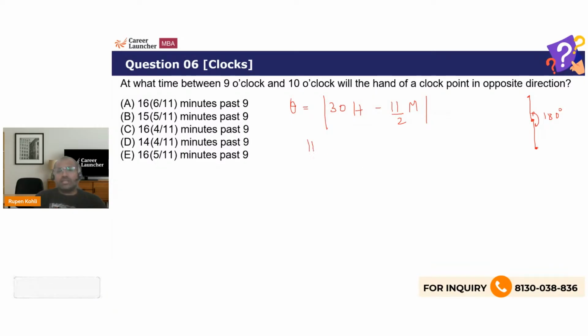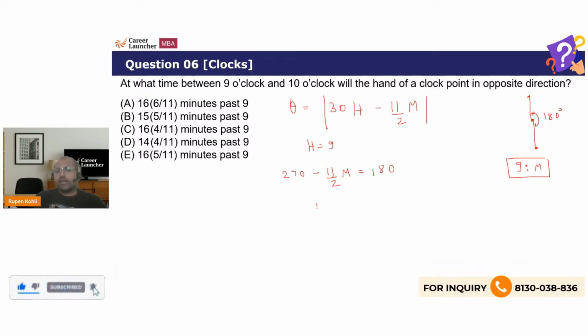So your h is basically 9, you have to find the m. It is 9 o'clock and some m minutes, and the angle has to be 180. So just put in 30 into 9, 270 minus 11 by 2m has to be 180.